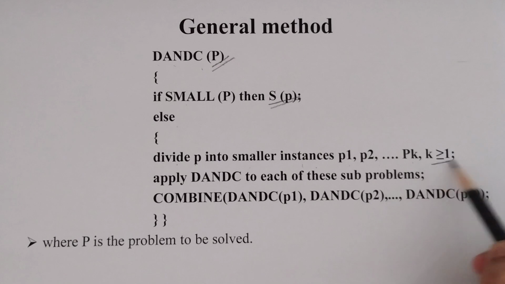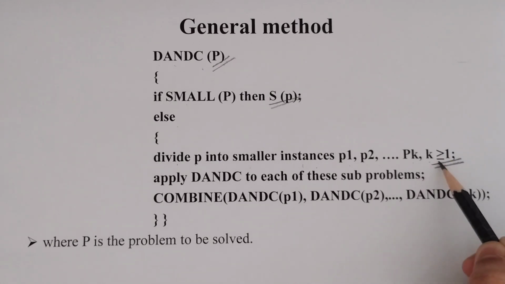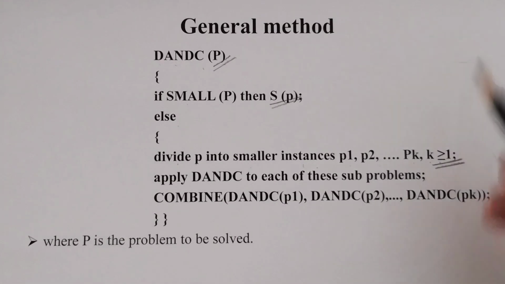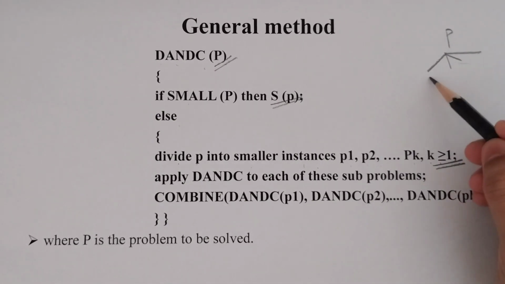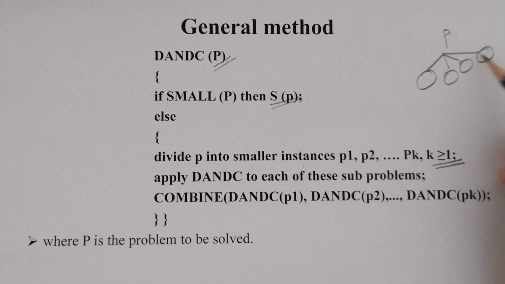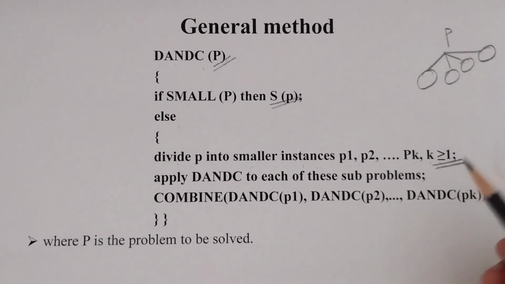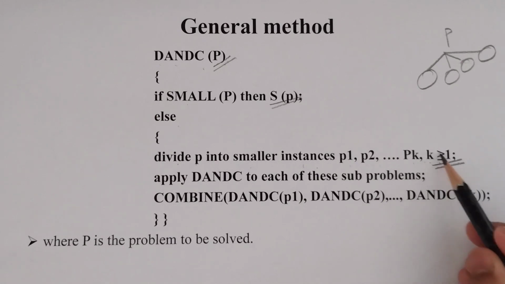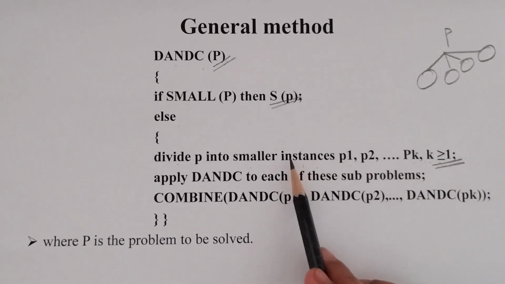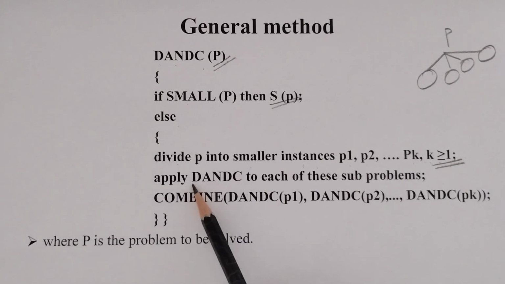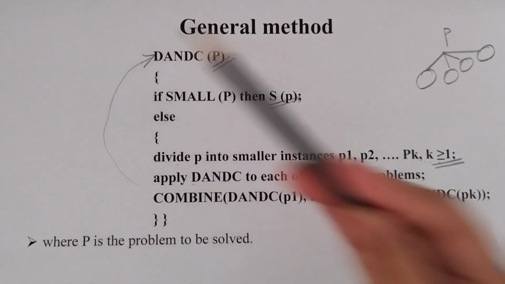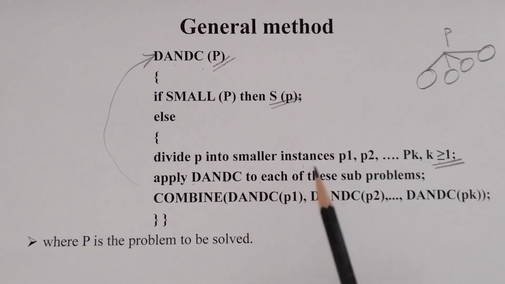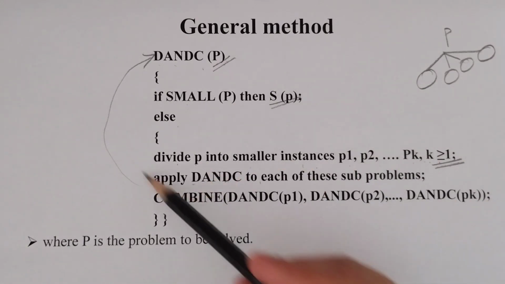Here the condition is that the K value should be greater than or equal to 1, because when you are dividing a problem, it should be divided such that each and every sub problem contains at least one element to solve, right? So that is the condition given here. The K value should be greater than or equal to 1. And after dividing into smaller instances, you are going to apply this divide and conquer algorithm again, which means you are going to call this method once again in order to solve these sub problems. Okay, so this is the recursive call.